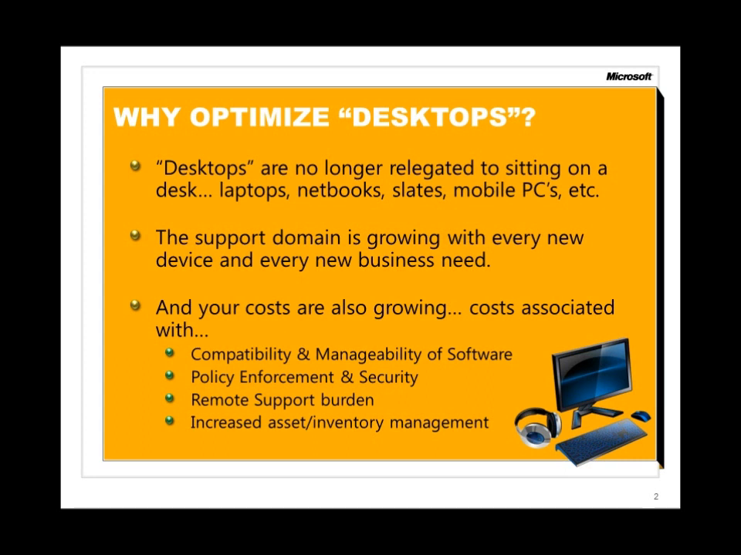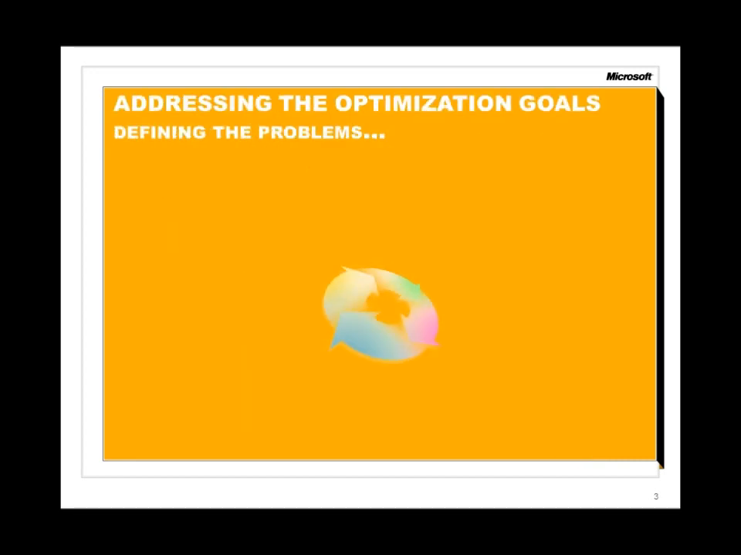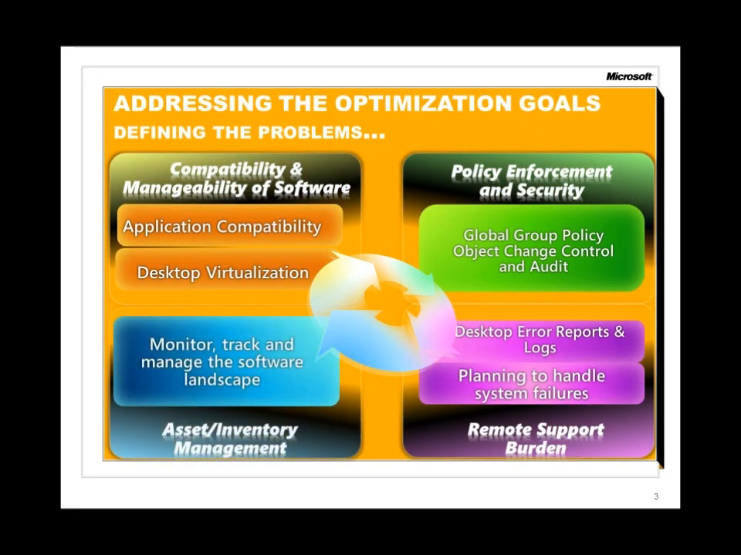And your costs are also growing. Costs associated with compatibility and manageability of the software, policy enforcement and security, remote support burdens, and the increased asset and inventory management overhead that you're having to expend to track, maintain, and keep records. We have four main problems that we'd like to address, as we've just outlined. Compatibility and manageability of software.